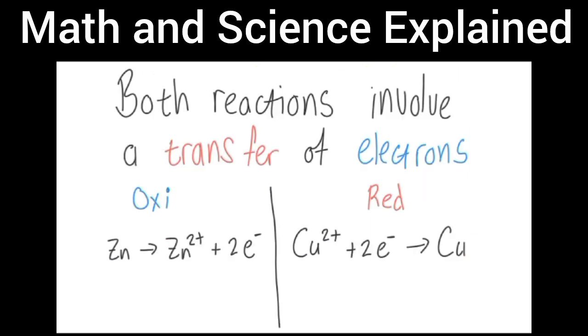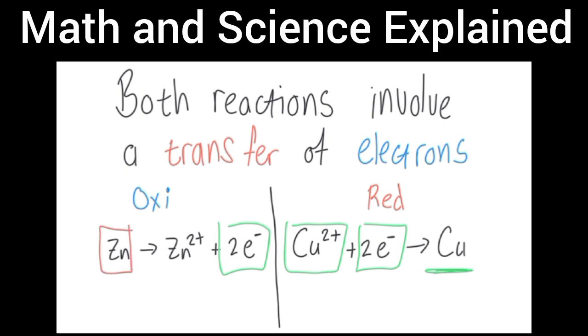Examples of oxidation and reduction reactions are given here below, where zinc will then form a zinc ion plus 2 electrons. But what you should notice is that as the zinc gives off the electrons, it is taken up by another compound, and that is in the form of copper, where copper will gain the electrons to then form a compound. What this means is that the Cu2+ is being reduced, but at the same time, the zinc is going to be oxidized.